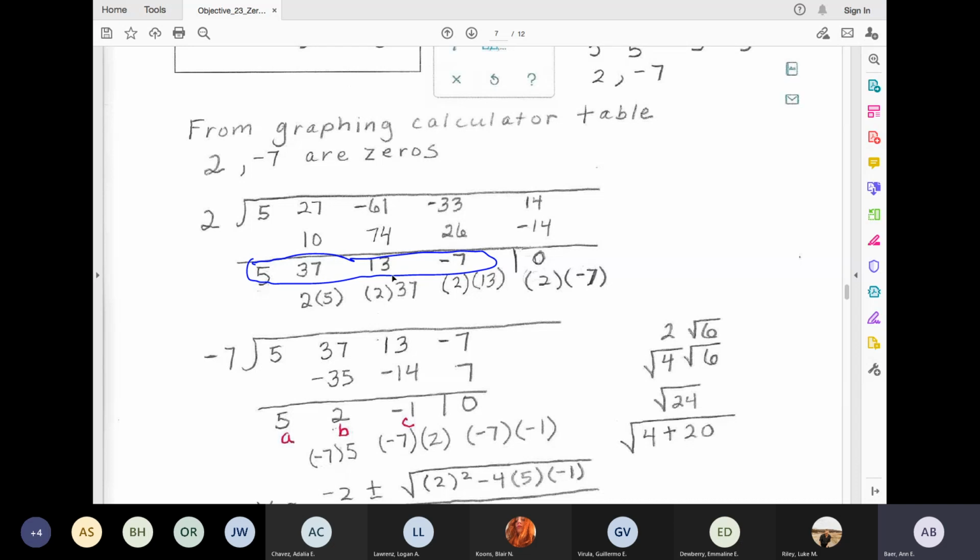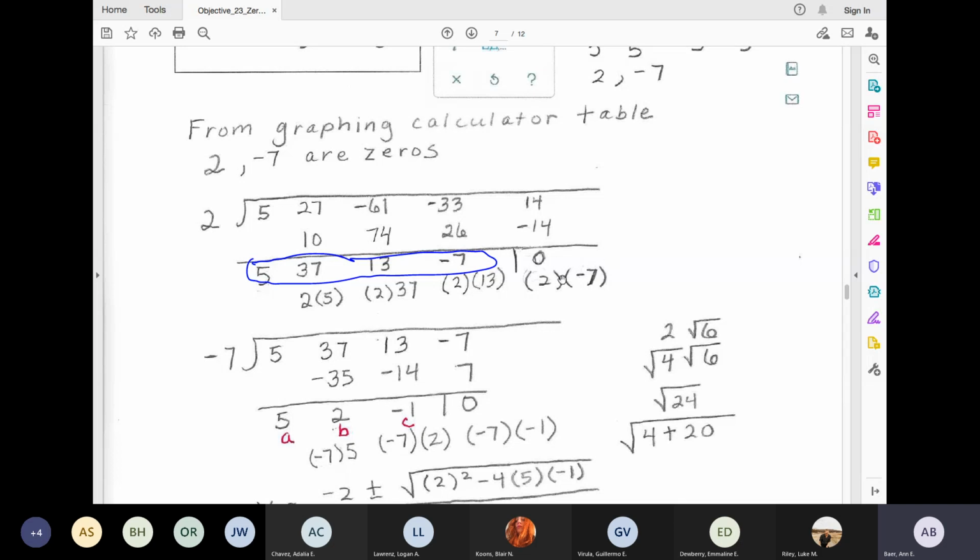Take 2 times 13 now. That gives us 26. Add straight down, get -7. 2 times -7 now. That's -14. We get 0. We expected to get the number 0. If we didn't, there would be something we did wrong.